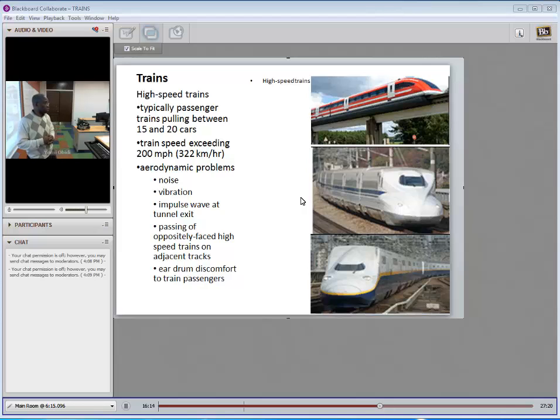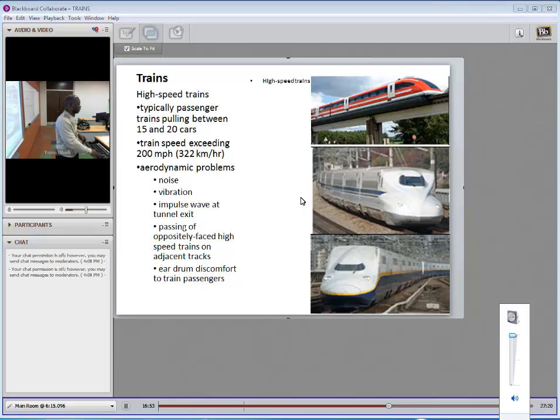Then there is the passing of the opposite-phased high-speed train on the adjacent tracks. So we have one high-speed train going this way, and the other high-speed train going this way. Just this train on its own has its own problems: the noise, the vibration present and the impulse wave at the tunnel, even if it was the only train there. But you now have, in addition to that, the contribution from the other train that's passing. These can cause a serious eardrum discomfort to passengers in the train. And remember, one of the things in vehicle design is passenger comfort.